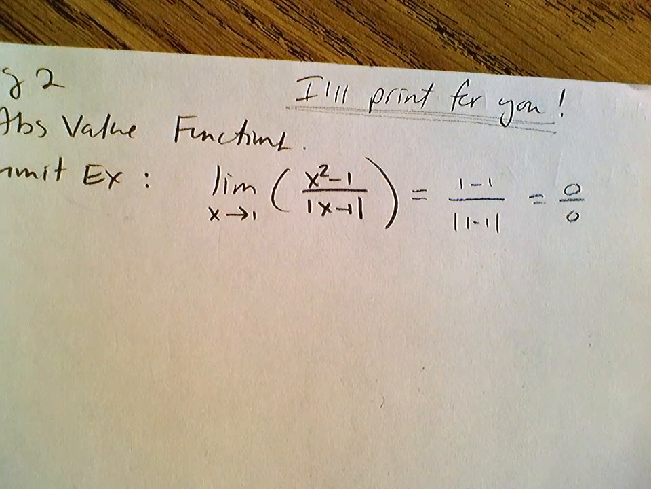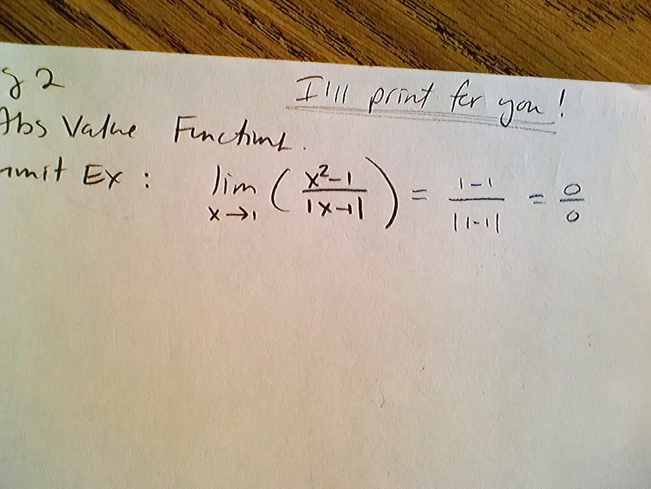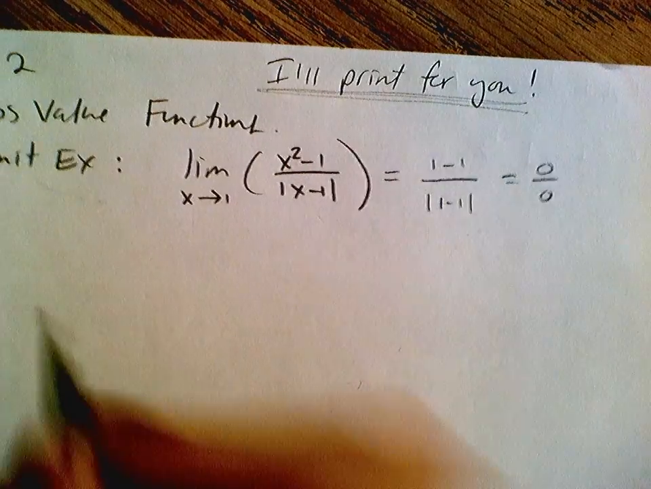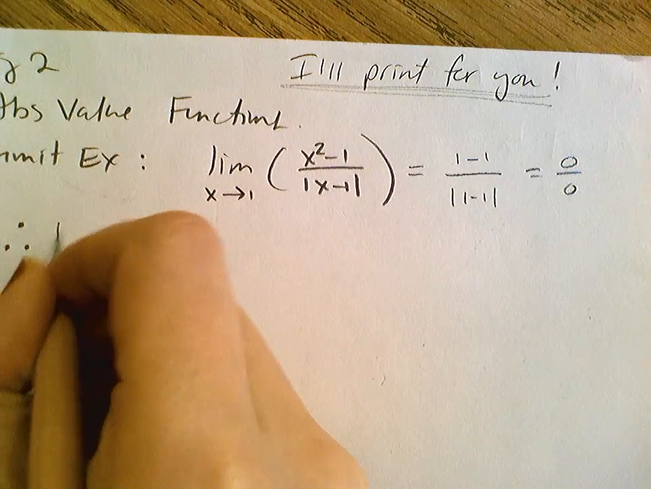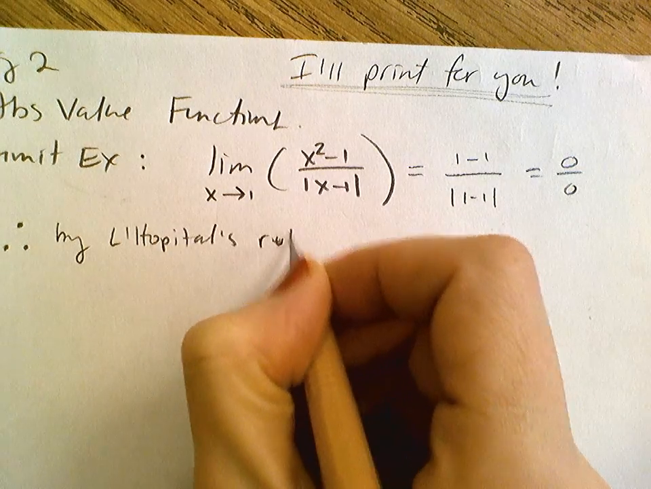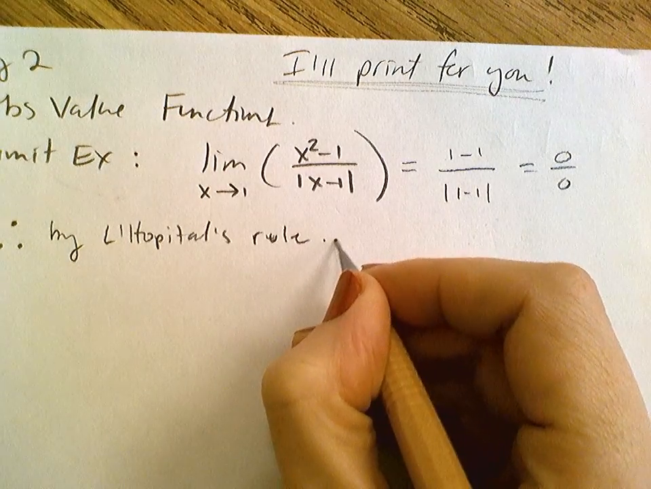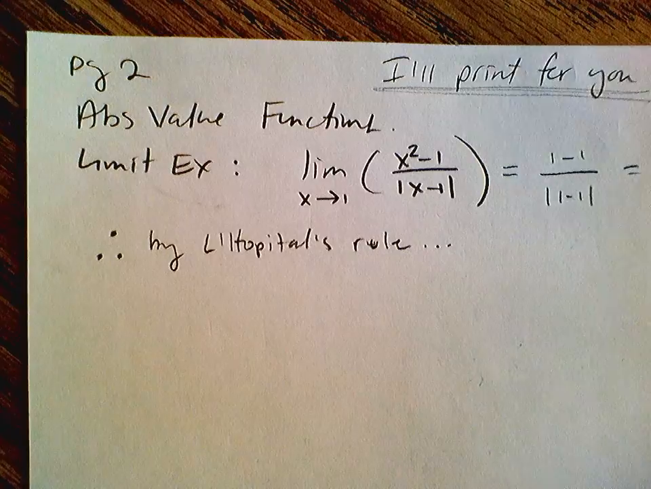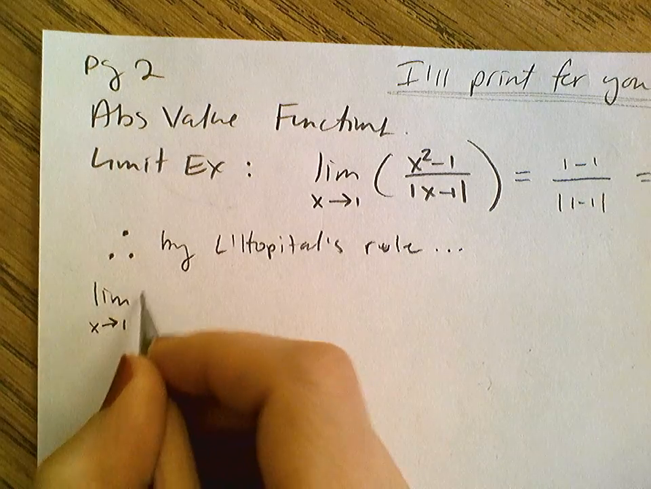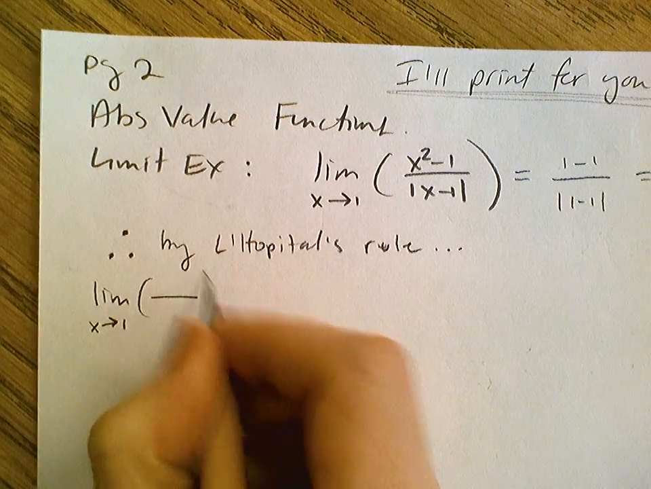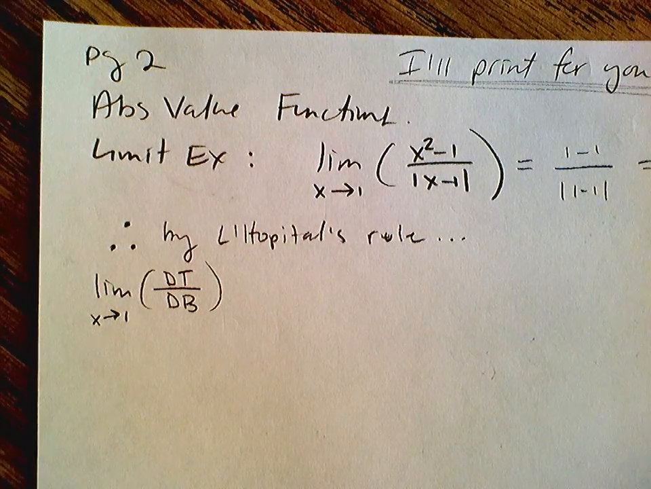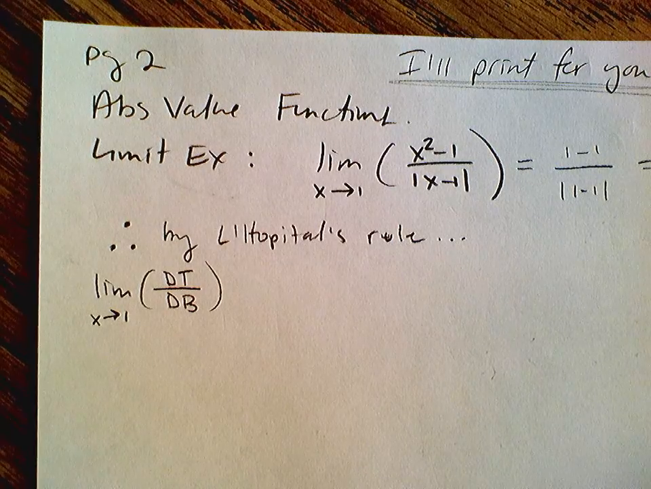Okay, so now I know I can use L'Hopital's rule. So I will say, therefore, by L'Hopital's rule, the limit as x approaches 1, and I'm going to write d top over d bottom, which means the derivative of the top over the derivative of the bottom.